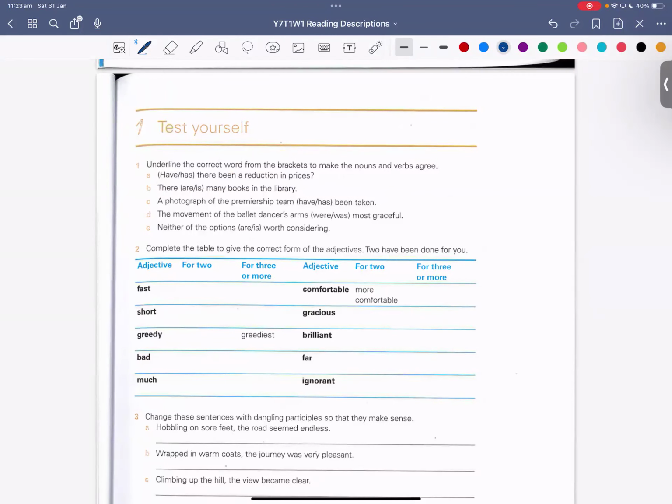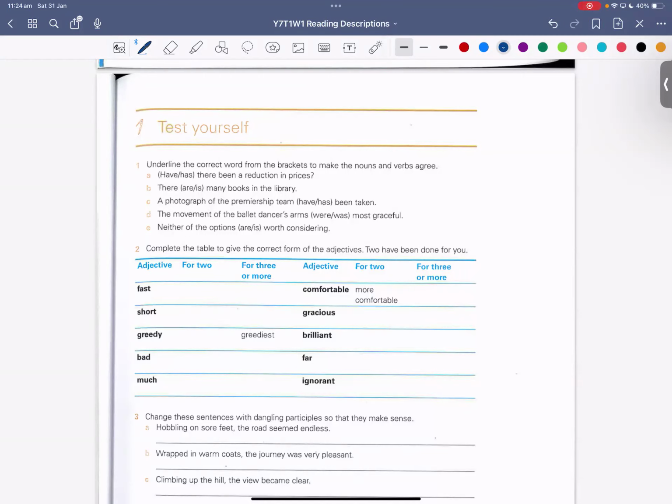Yeah, but it was very comprehensive, and now you guys have a really good idea on that sort of grammar. So let's put that to the test. Underline the correct word from the brackets to make nouns and verbs agree. So what we're going to do is go one by one, starting from the back of the class, and you can just call out what you think the answer is. So we'll start from there.